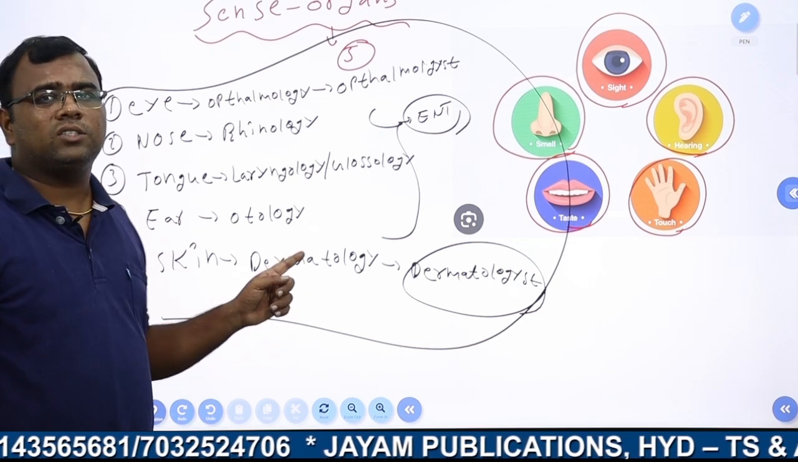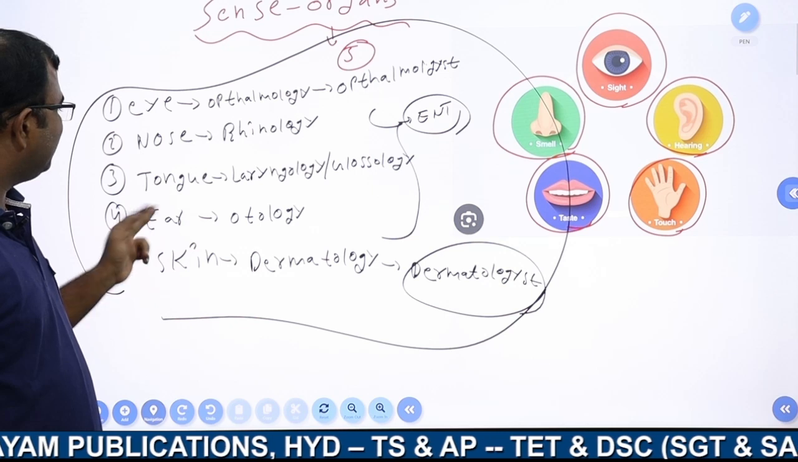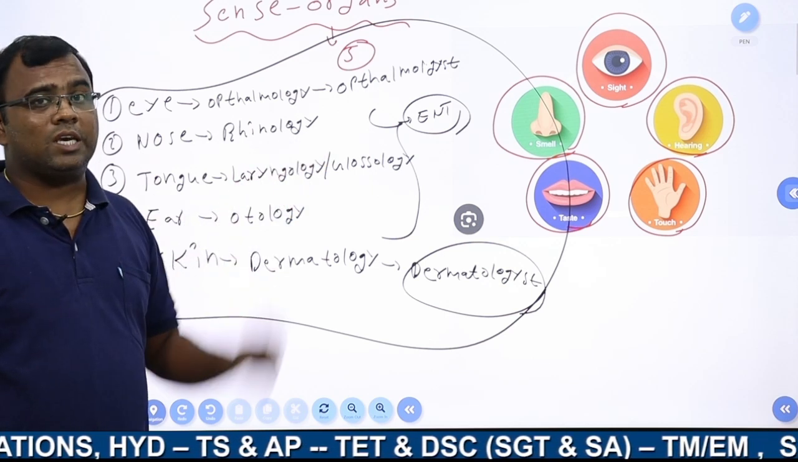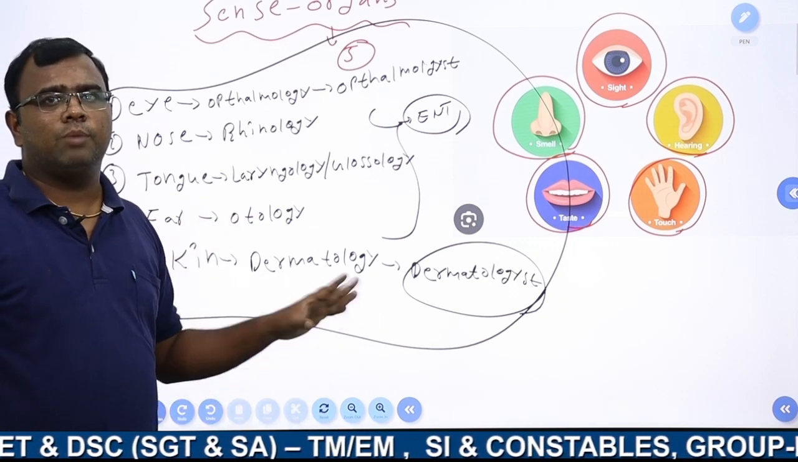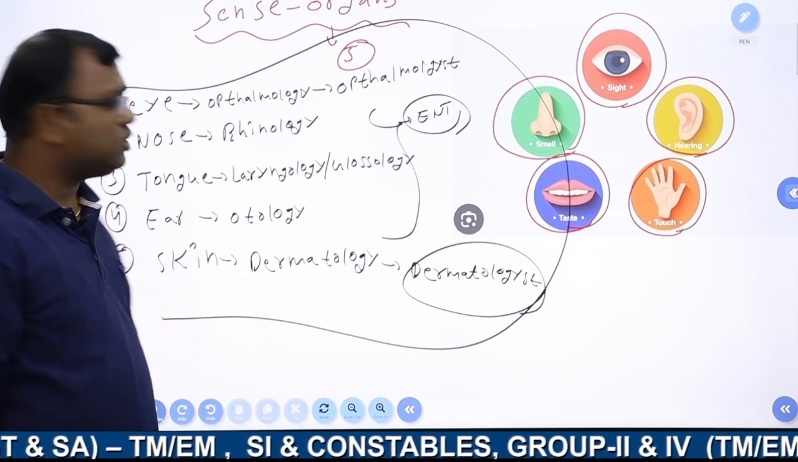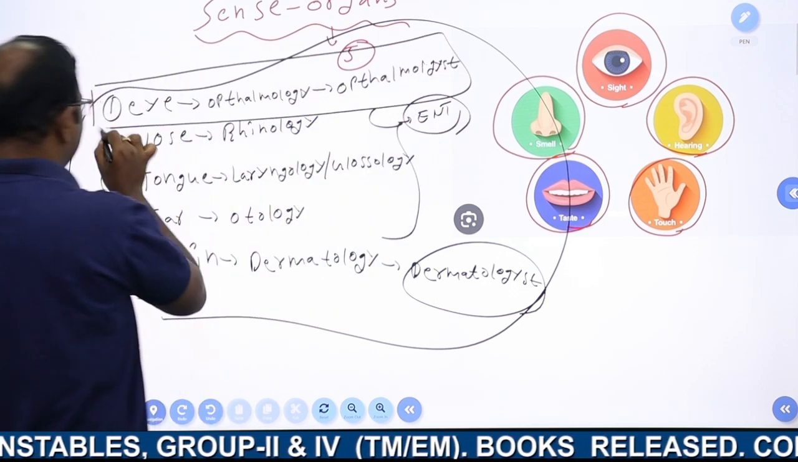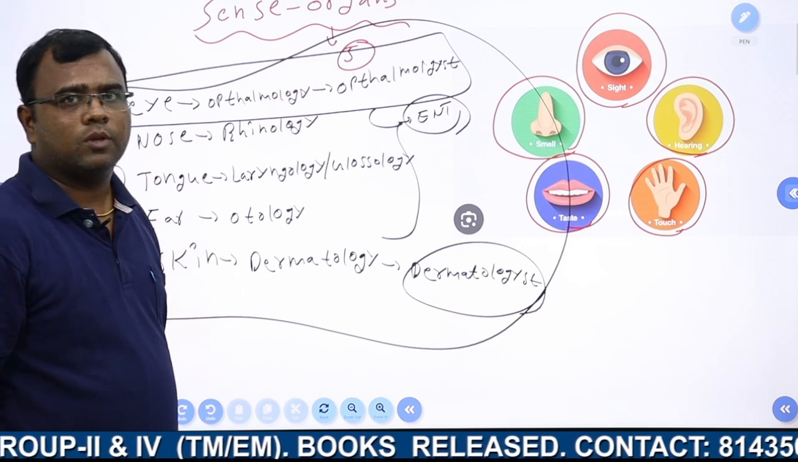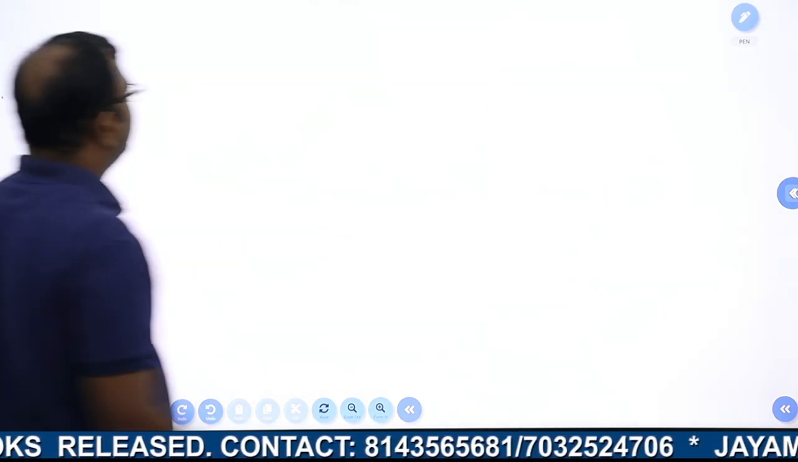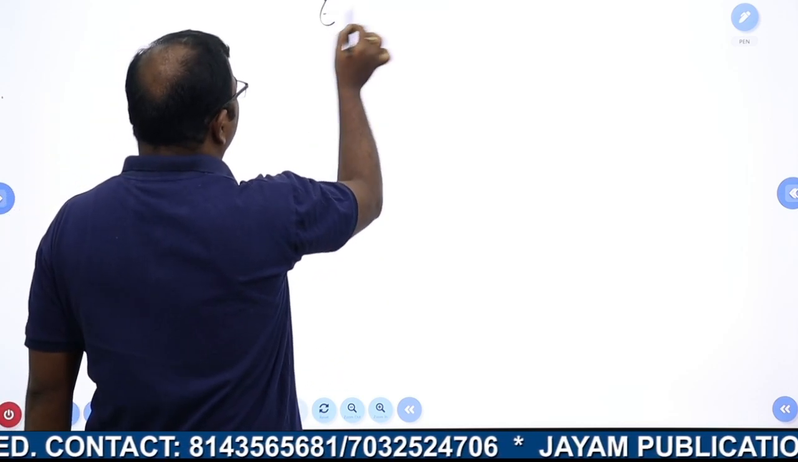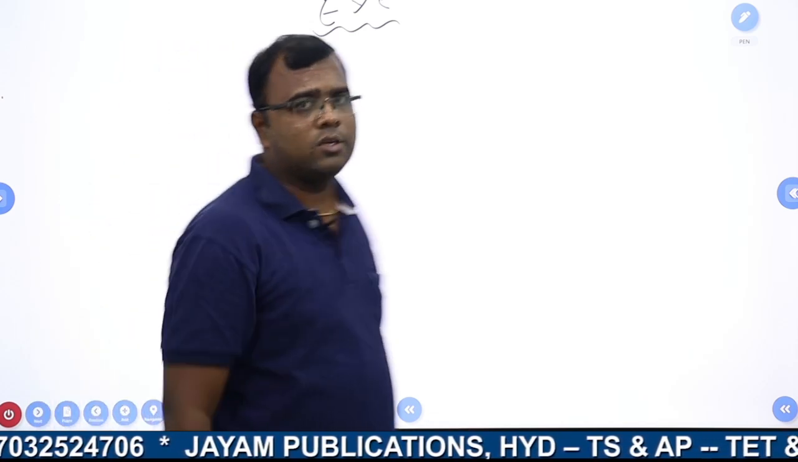The eye doctor is also called as ophthalmologist. The nose, tongue, ear doctor is also called as ENT doctor. The skin doctor is also called as dermatologist. I will first explain about the eye topic and eye structure. Already I explained about the eye introduction.